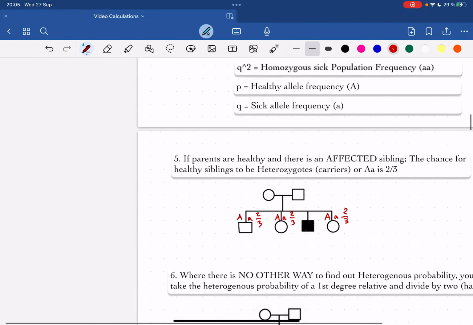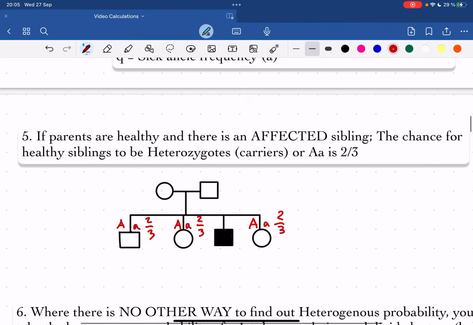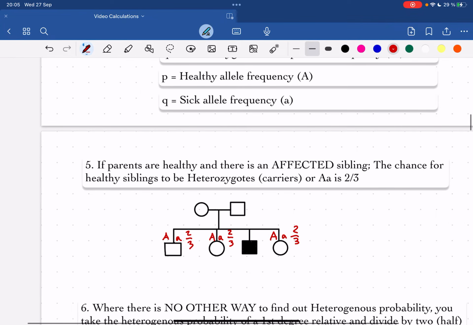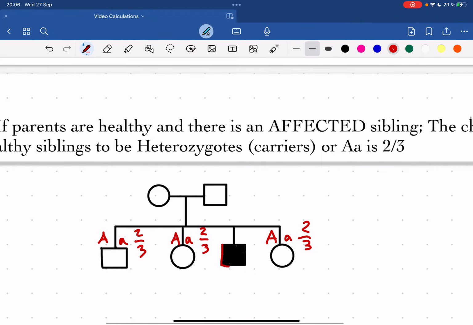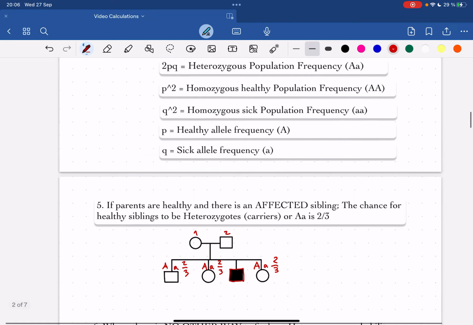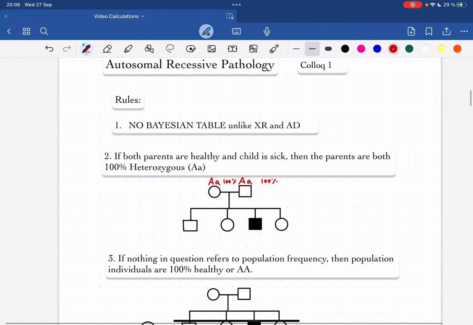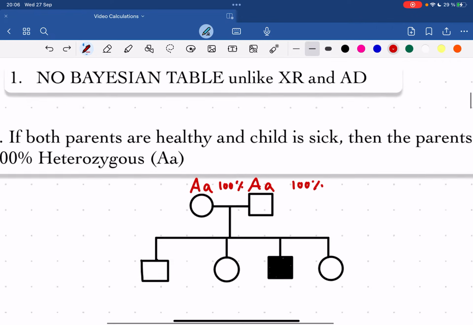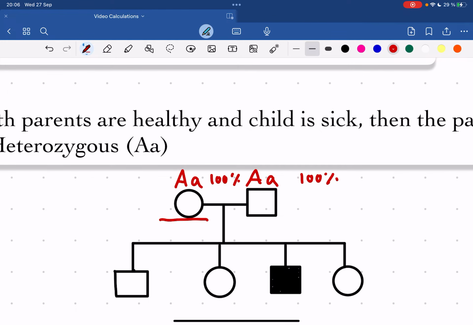Why is that? If you look at this pedigree tree, that's the name. You remember, we see an affected kid right here, and we see 2 healthy parents. What do we remember from the previous rules? If we look at rule 2, if 1 kid is affected and both parents are healthy, this is for autosomal recessive only, then the mother has to be 100% heterozygous, and the father has to be 100% heterozygous.